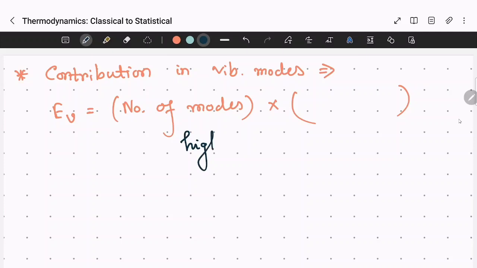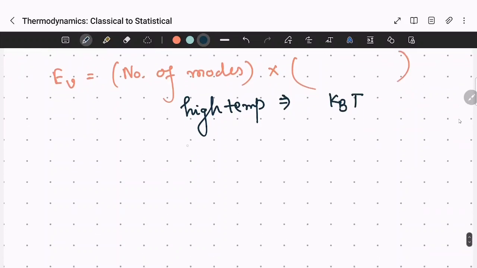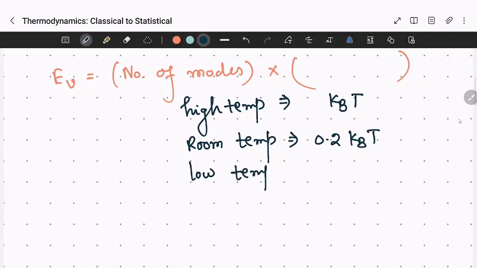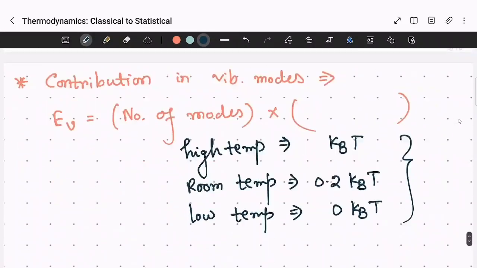For high temperature, this will be kBT, correct? For room temperature, this will be 0.2 kBT. For low temperature, this is 0 kBT. Just we have to remind that. Otherwise, there is no option. We have to remind. So in this way, we can calculate the gamma. Gamma is that adiabatic index, as I mentioned.